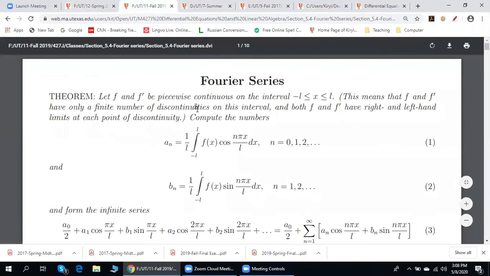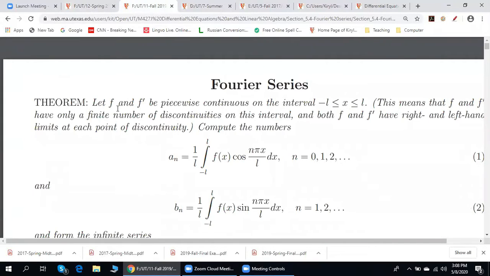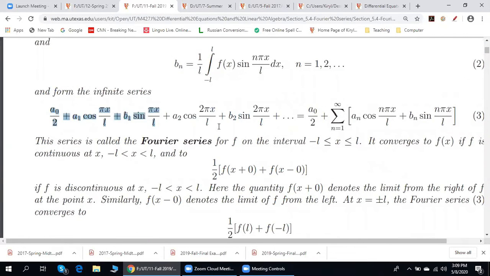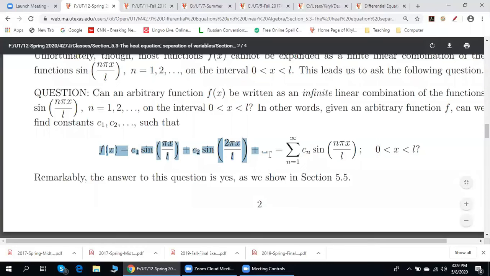Please take a look first at this theorem that we already discussed. If f and f prime are piecewise continuous functions on this interval, and if x is not one of the endpoints and not a point of discontinuity, then this series converges to f of x. Unfortunately, this result does not allow us to solve this problem yet.